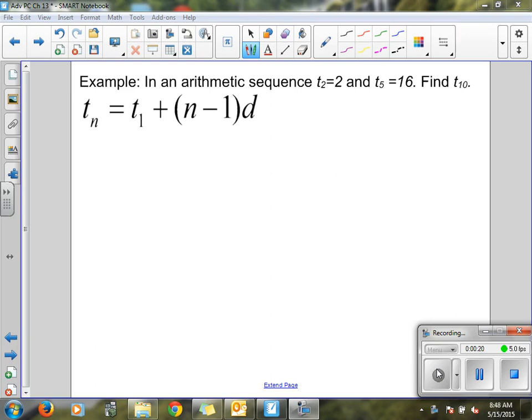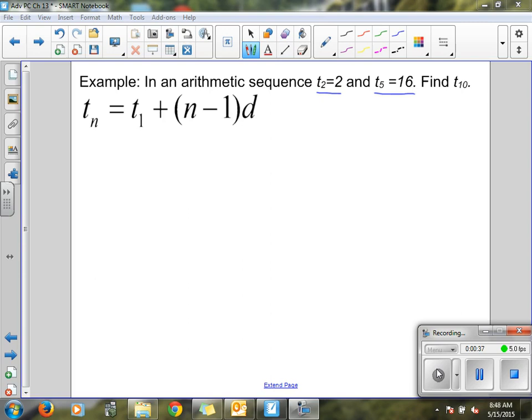So looking at what we have here with our two terms information, we're basically going to plug those into our formula, and then we'll get two equations with two unknowns that we'll have to solve, and then we can use that formula to help us find t sub 10, or the 10th term.